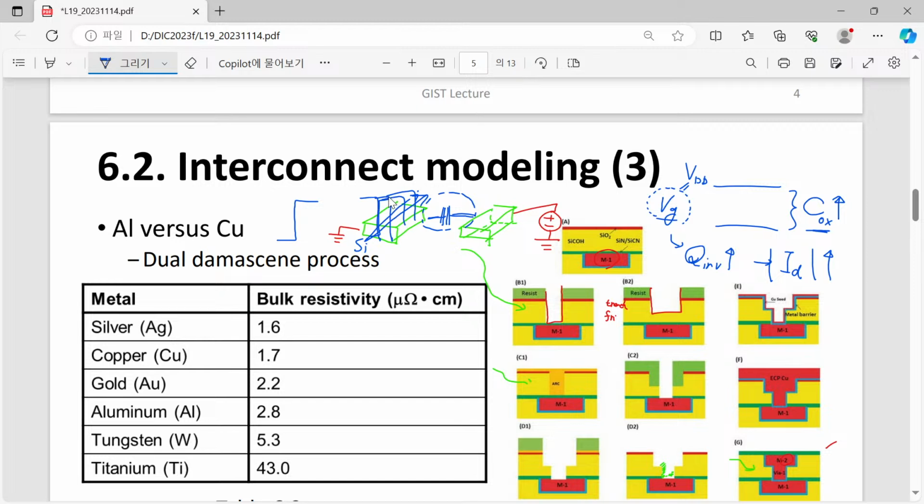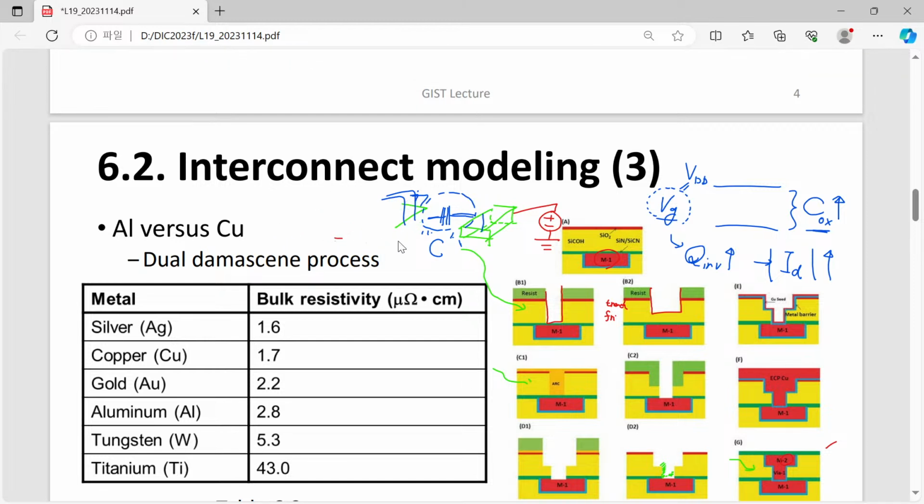However, when this voltage is increased, and if we have a strong capacitive coupling, then we must also increase this part. So this is not a good case for fast propagation of our signal. So in this case, we must reduce the capacitance. So please think about our case.